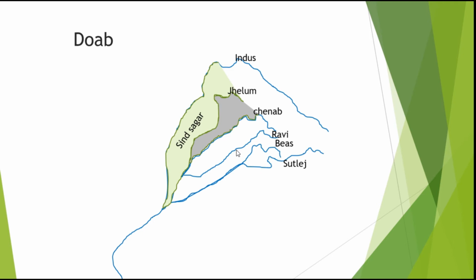The plain which lies between the Jhelum and Chenab is the Chaj Doab. The plain area which lies between the Chenab and the Ravi river is the Rachna Doab. The part of the plain which lies between the Ravi and the Beas river is the Bari Doab, and the plain between Beas and the Satluj river is the Bist Jalandhar Doab. So these are the five major Doabs of the Indus river system: Sindh Sagar, Chaj, Rachna, Bari, and Bist Jalandhar.